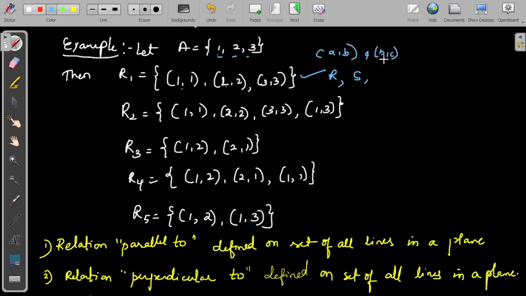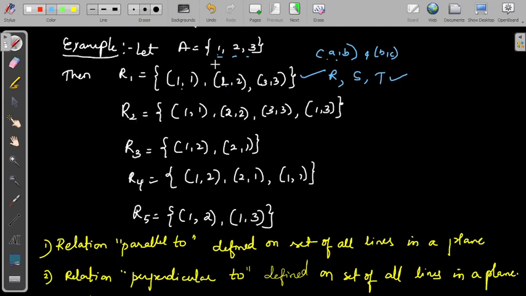Transitivity means when you have ordered pairs of the form A comma B and B comma C, then only you have to check for A comma C. If that doesn't exist, then it is not transitive. But if you don't have such ordered pairs, then it becomes transitive only, because there is nothing to disprove here. If you want to say that it is not transitive, then you have to show ordered pairs of the form A, B and B, C such that A, C is not there. You can't establish that because you don't have ordered pairs of the form A comma B, B comma C, therefore automatically becomes transitive. So it is reflexive, symmetric and transitive.